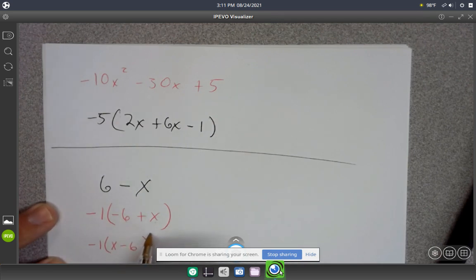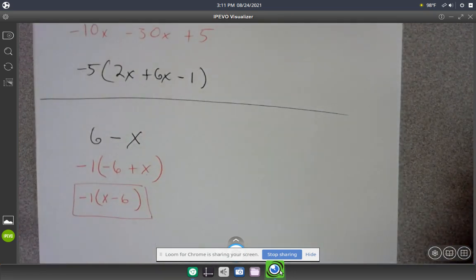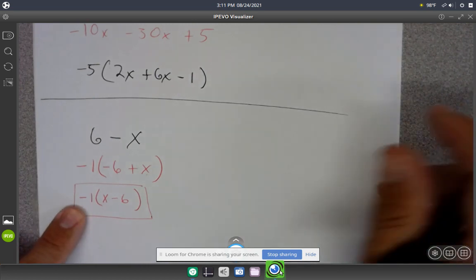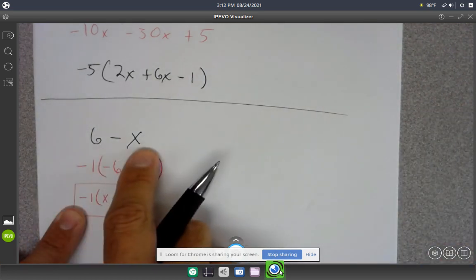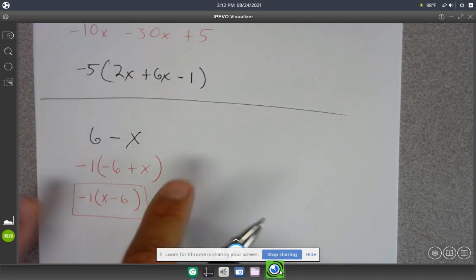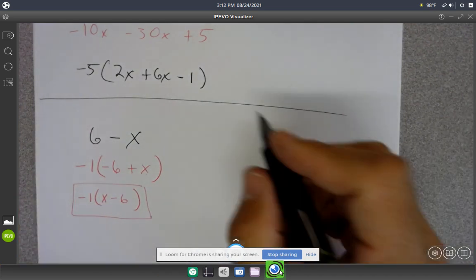Eventually you'll see where this comes into play, but I just want to mention the technique for now. Basically all that happened is when you brought out the negative 1, instead of it being 6 minus x, it became x minus 6. The terms just rearranged.